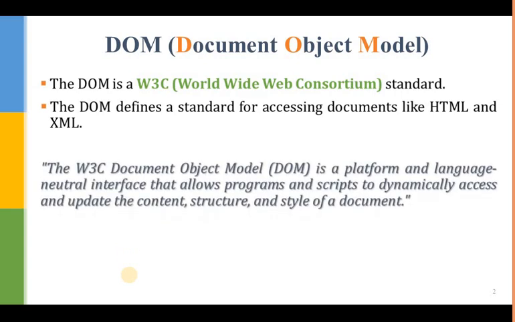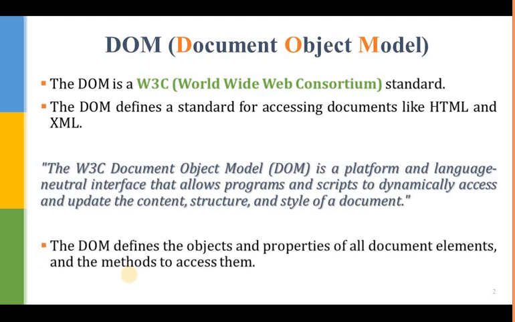So it is basically a platform and language interface that allows programs and scripts to dynamically access and update the content, structure and style of a document. For example, if I've created my HTML file in which I have used some HTML tags with their content and proper styling, but I want to change any content, element or style dynamically, then I can do it with a script using DOM, the Document Object Model. This DOM defines the objects and properties of all the document's elements and methods to access them.